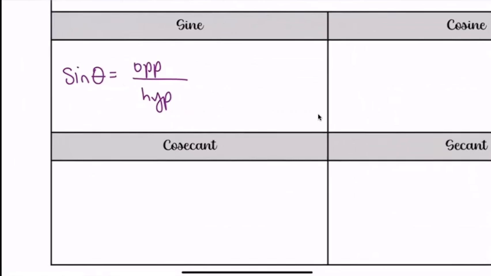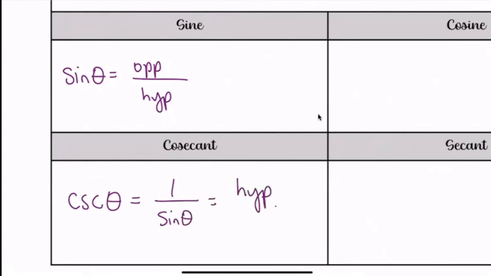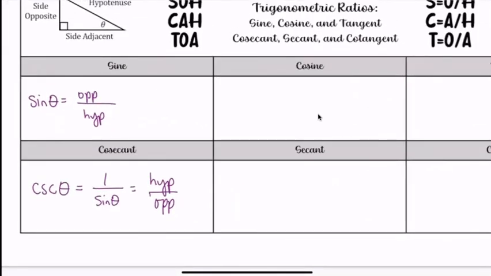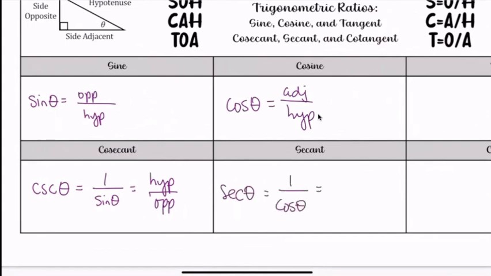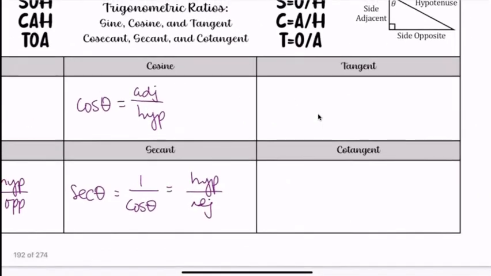And then we also have some reciprocals. That just means you flip it over. So it's 1 over the sine, which makes it flip to hypotenuse over opposite. And then same thing goes for the other one. So we have cosine, our next one. So cosine of theta is A over H, or adjacent over hypotenuse. Secant is the reciprocal of cosine, so 1 over cosine, which means we're just going to flip it over, so hypotenuse over adjacent. And then last but not least, we have tangent.